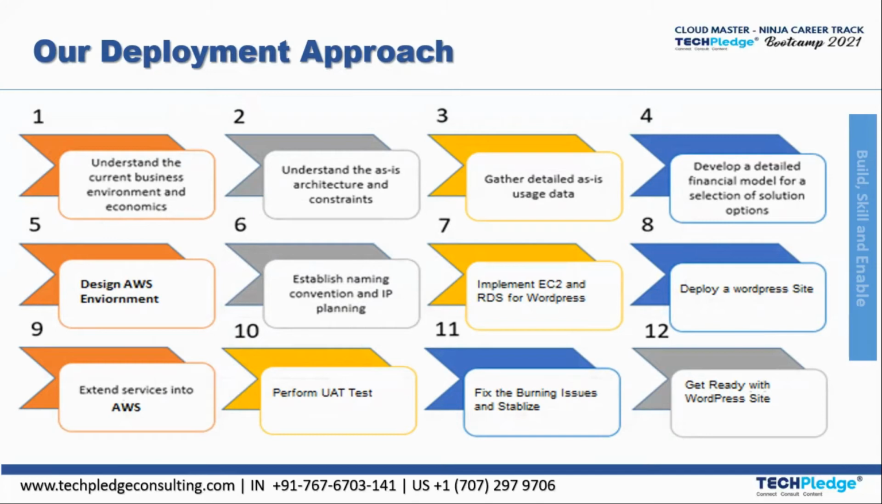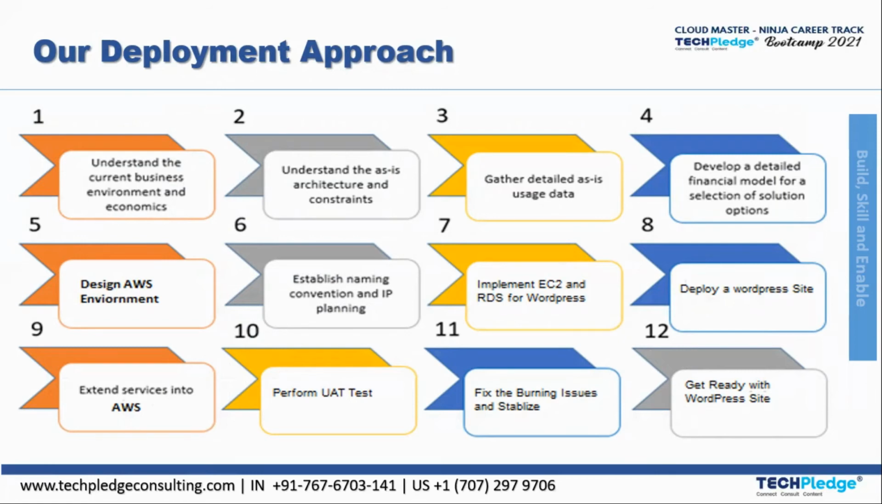So all the AWS services, we need to extend those, whatever requirement we have, we extend the services in AWS, scalable, and perform the UAT test. As I said, the user acceptance test is very important. All the checks are performed, to see whether it is working fine, the deployment of the WordPress site is fine, the application is running and checked properly, and all the requirements are met.